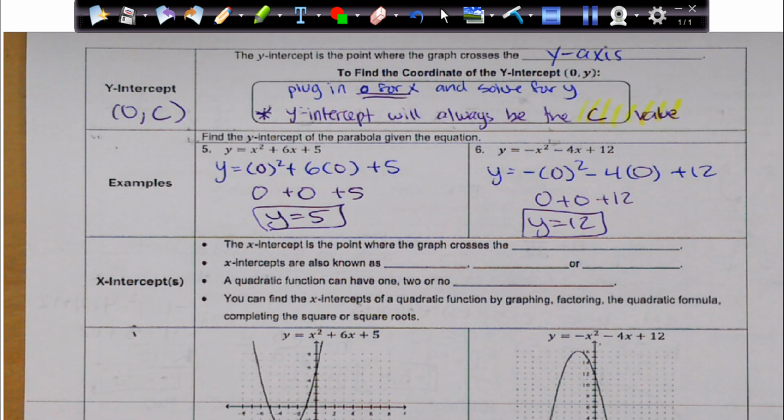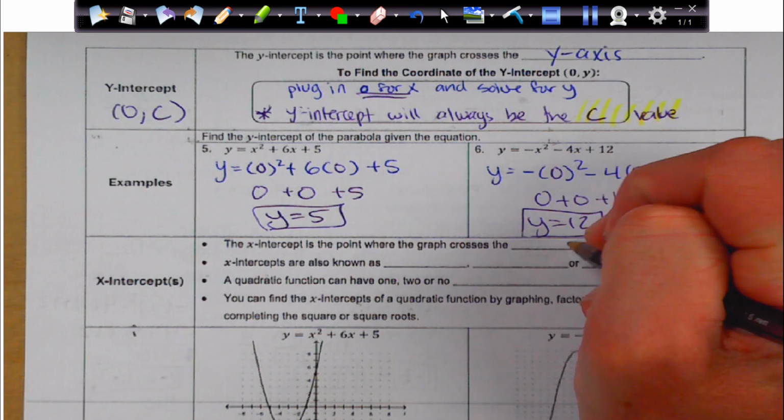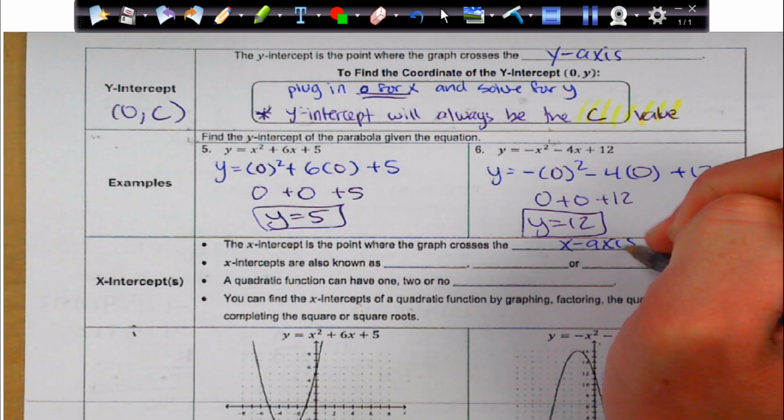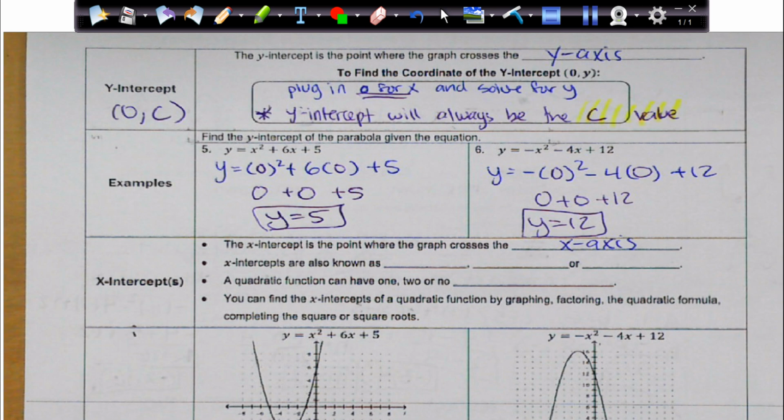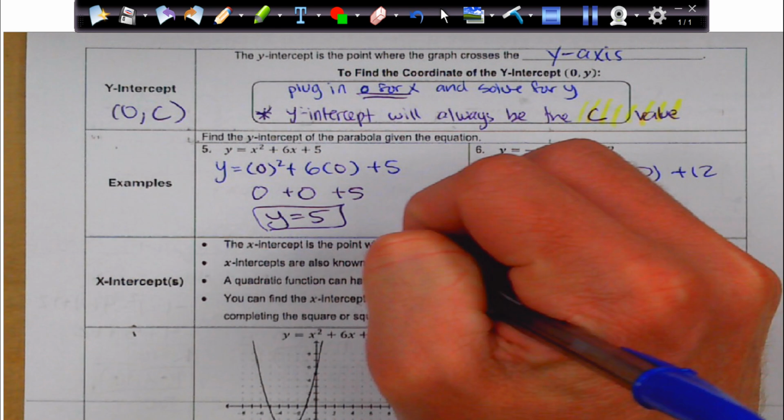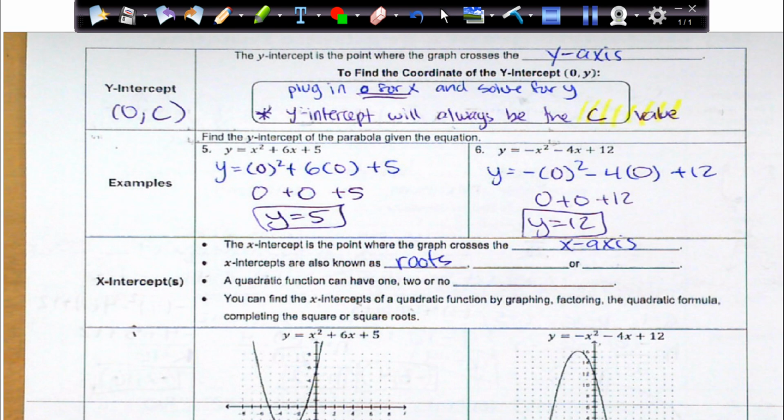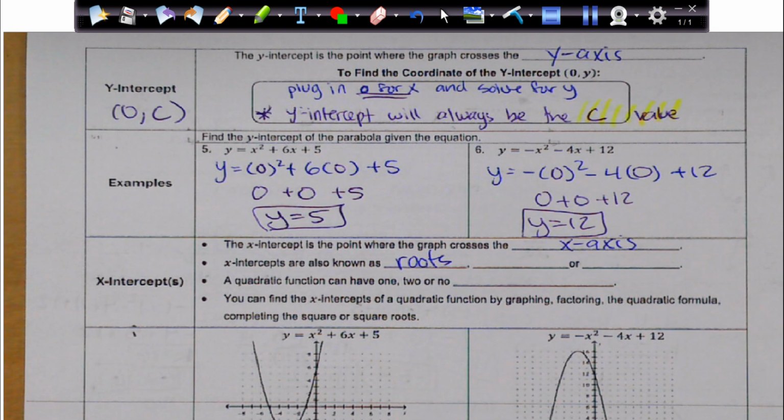Okay. The x-intercept is a point where the graph crosses the x-axis. If y-intercept is where it crosses the y-axis, this is where it crosses the x-axis. Okay. X-intercepts are also known as roots. Sometimes we call them roots, not ginger root, but just roots.